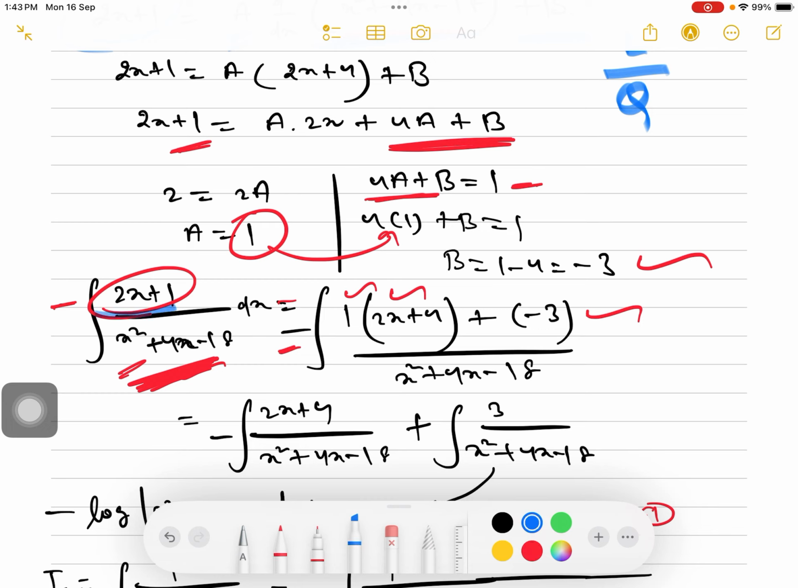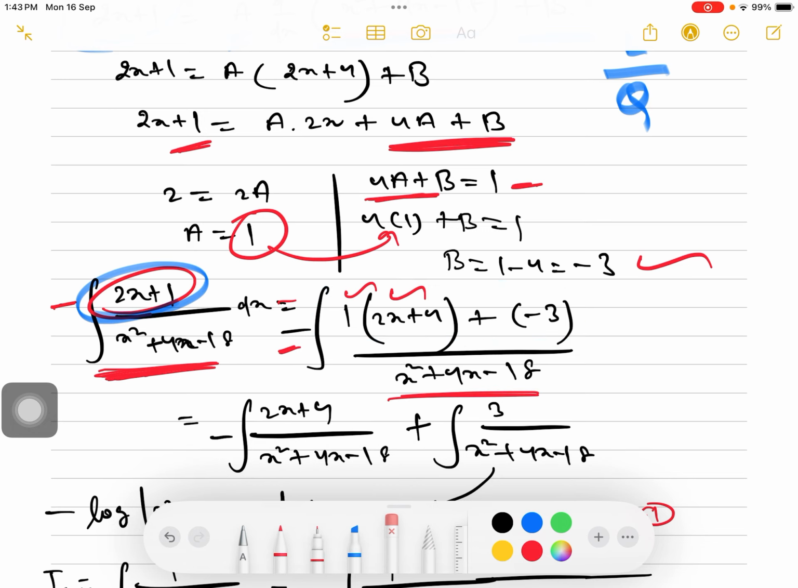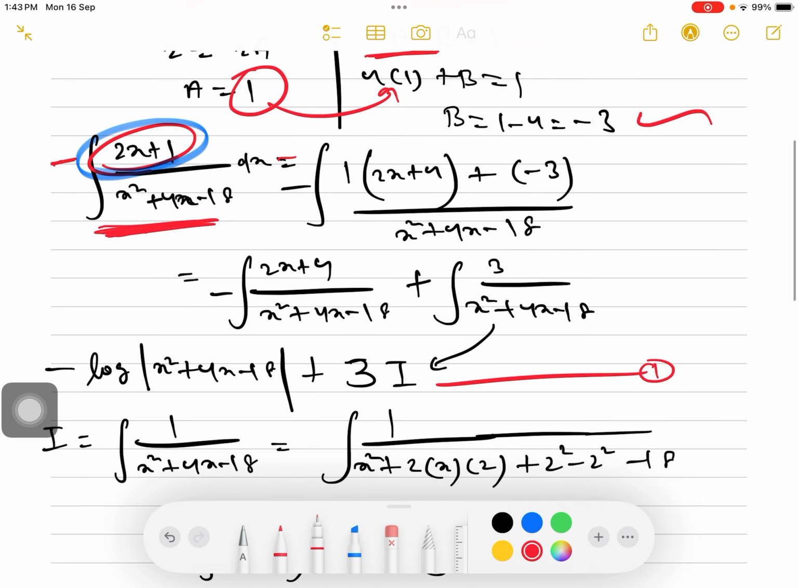So instead of this linear function 2x + 1, you have to write a into the derivative of the quadratic plus the b value. And this denominator, x² + 4x - 18, you just copy as it is. After that we have to solve it further. See the next step: the minus sign is already common. Now we multiply 1 by (2x + 4), which gives you (2x + 4), and this will give you -3.